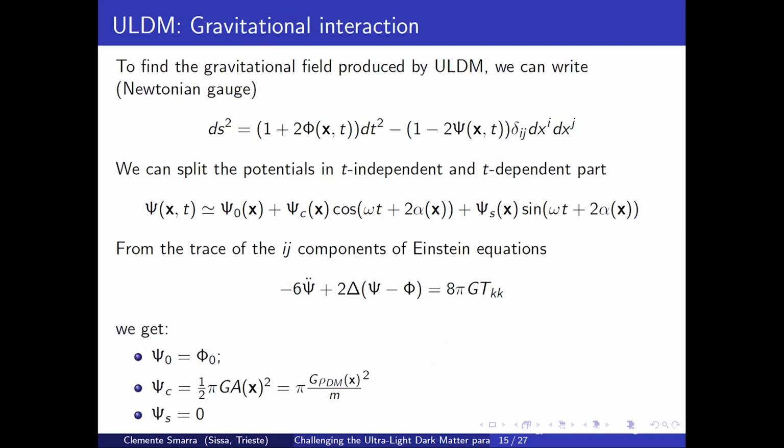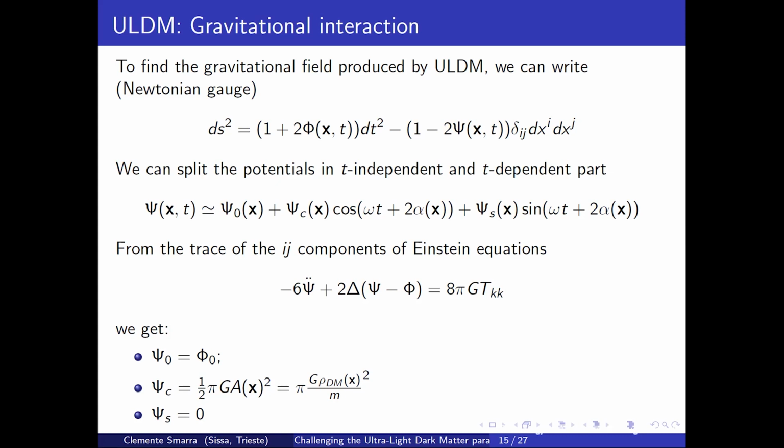To find the gravitational field produced by ultralight dark matter, we can analyze how it modifies the line element. Basically, what we want to do is to see what effect this ultralight dark matter has close to the pulsar. If the ultralight dark matter is there, maybe we expect that it will oscillate, and so the pulses will travel in a background which is a little bit oscillating, and so they will arrive a little bit displaced with respect to what we would expect. So let's try to see what happens.